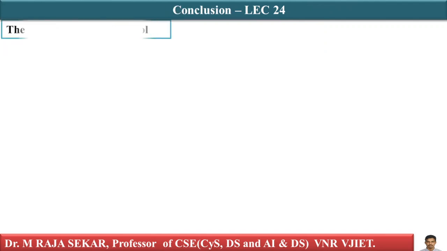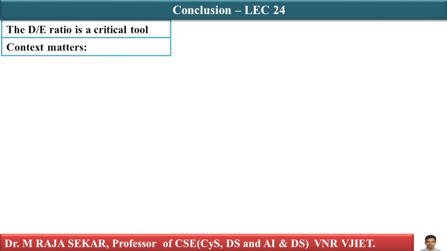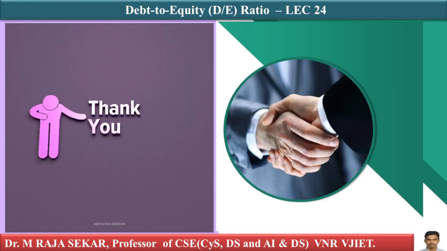What are the conclusions? What are the key takeaways? The D by E ratio is a crucial tool for assessing financial health. Context really matters. Always consider industry norms and company specific factors. Balance is the key. Excessive debt can lead to instability. I request you to go through this lecture.